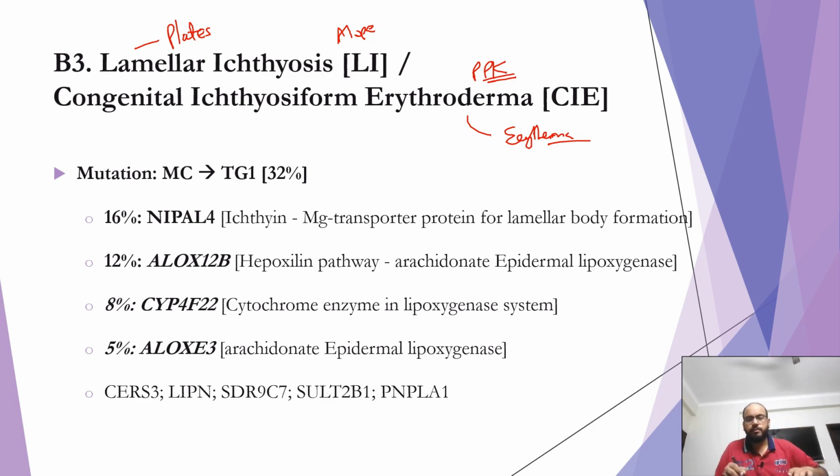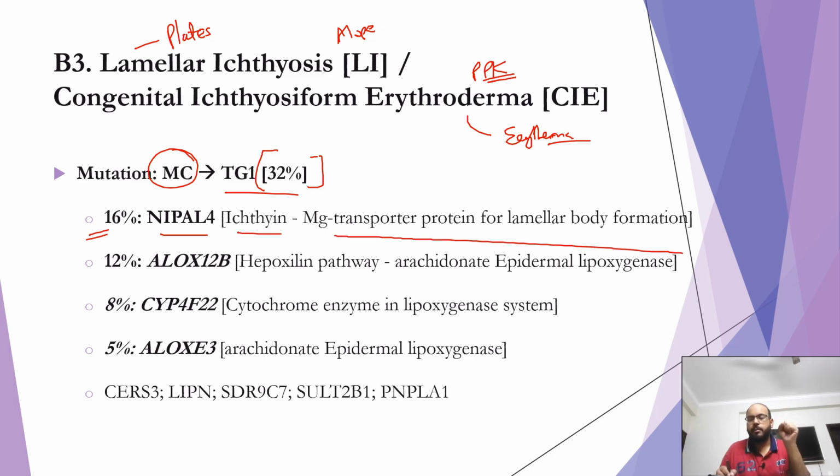So let's come to the pathomechanism in lamellar ichthyosis. The most common mutation is in transglutaminase 1, which is about 32% of the cases. Now, as I've said previously, ARCI has multiple mutations because a lot of different kinds of proteins are affected. For example, in 16% of the cases, there's a mutation in the NIPAL4 gene. NIPAL4 encodes a protein known as ichthyin, which is the magnesium transfer protein for lamellar body formation. So NIPAL4 mutation affects the formation of lamellar bodies.